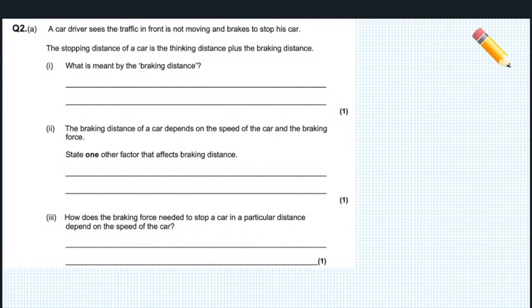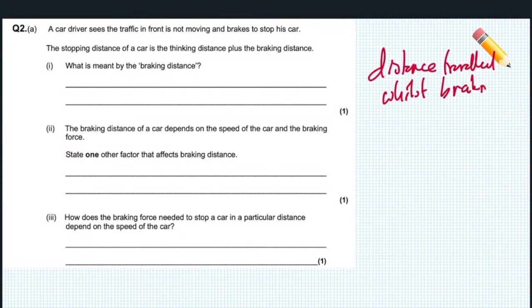The car driver sees the traffic in front is not moving and brakes to stop his car. The stopping distance of the car is the thinking distance plus the braking distance. What is meant by the braking distance? That is the distance travelled whilst braking, or the distance travelled under the braking force, or the distance travelled between applying the brakes and stopping. The braking distance of the car depends on the speed of the car and the braking force. State one other factor that affects the braking distance.